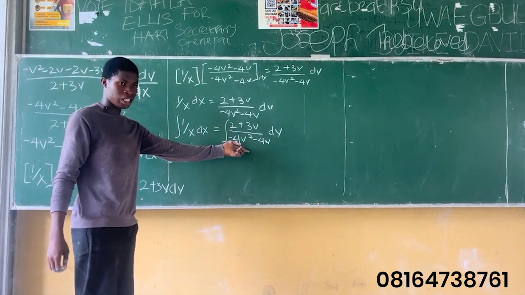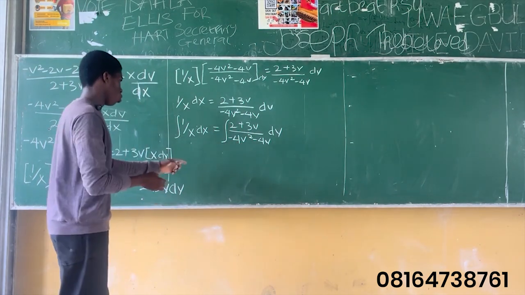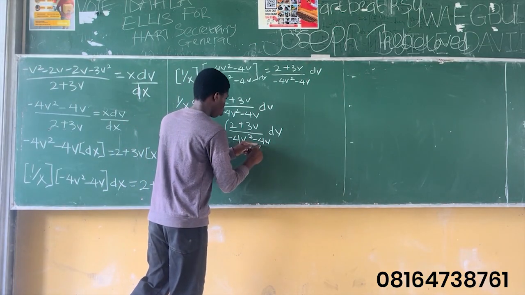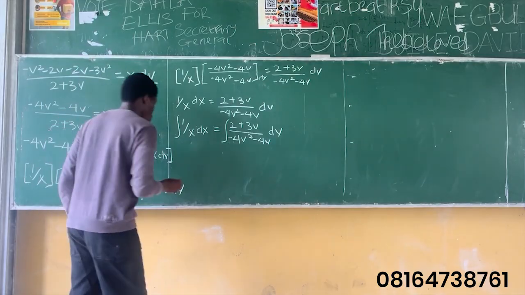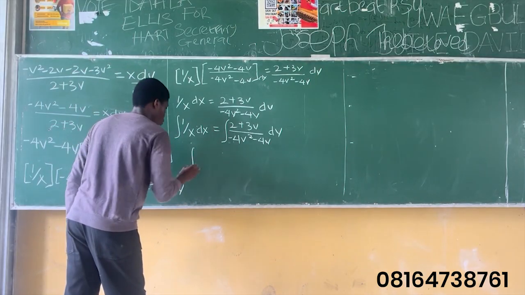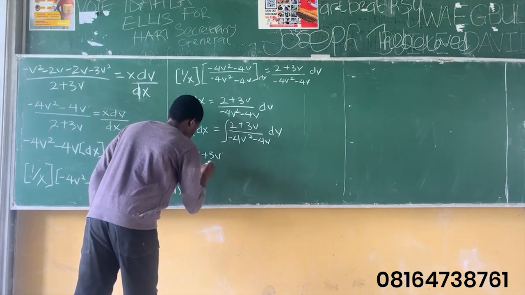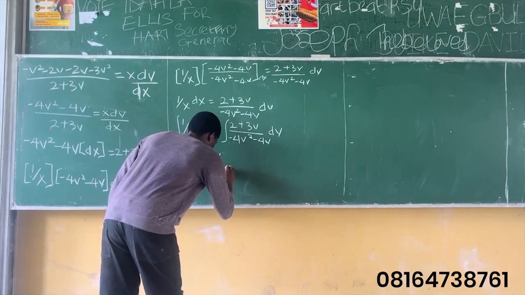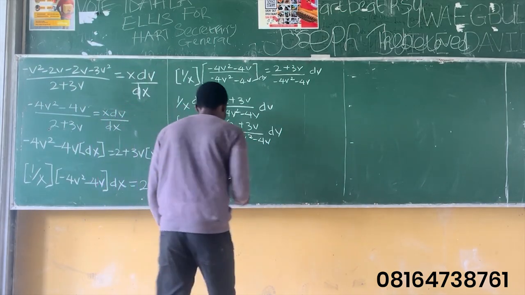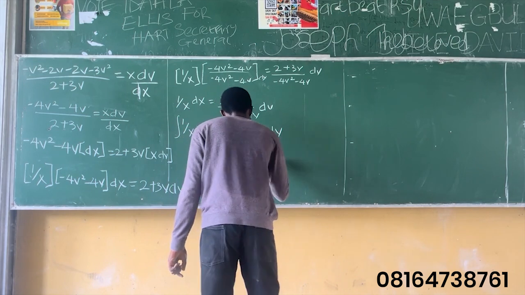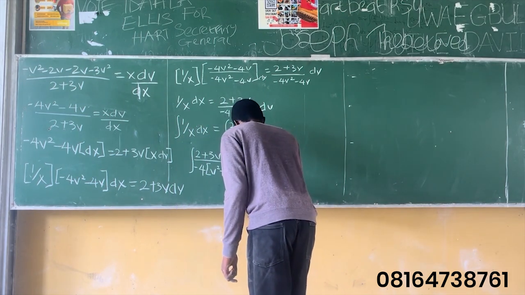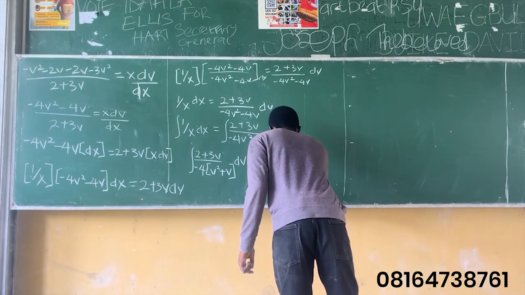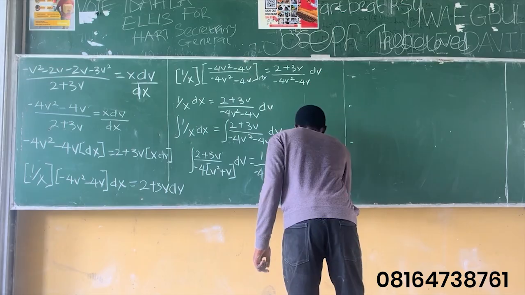So now we'll be integrating this first and later integrating this one secondly. So let's write it out. We can also see in the denominator, we have minus 4 common here and also minus 4 common here. So let's take it out. So it's going to be integral of 2 plus 3v divided by minus 4 times v squared plus v. So let's rewrite this equation. It's going to be integral of 1 over minus 4 times 2 plus 3v over v squared plus v dv.